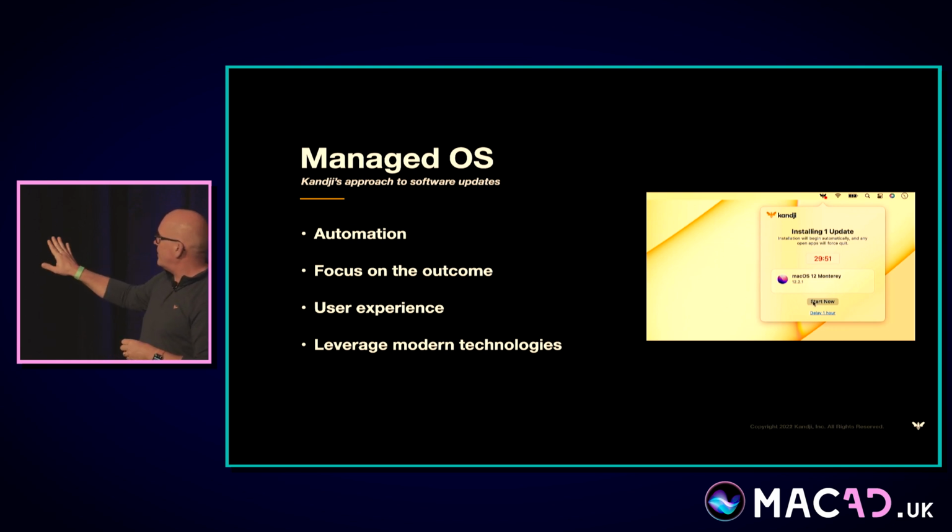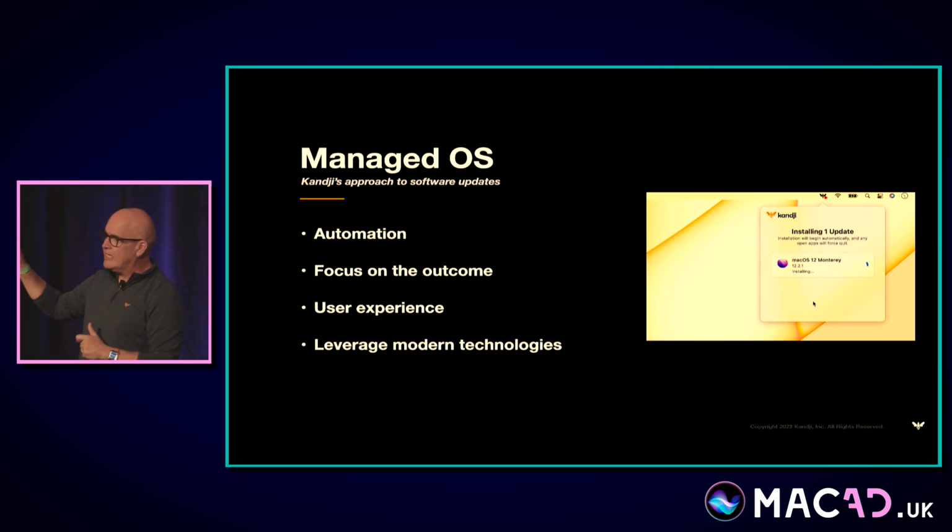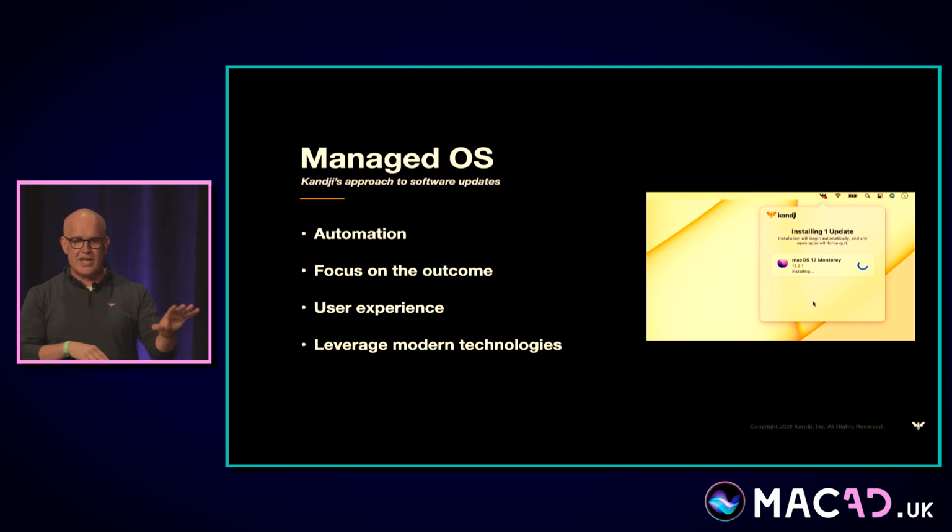What you're seeing here is the menu bar item for Kanji that prompts the user, tells them that an update's available. They can then choose to click on it. They get some status that, hey, this is now installing. That takes a while with an OS update. So just providing that little bit of feedback that there's something going on. And then, of course, when it's ready, it'll prompt them to restart so that the process can complete. So just that little bit of interaction, guiding the user, telling them what's coming up, what's going to happen next.